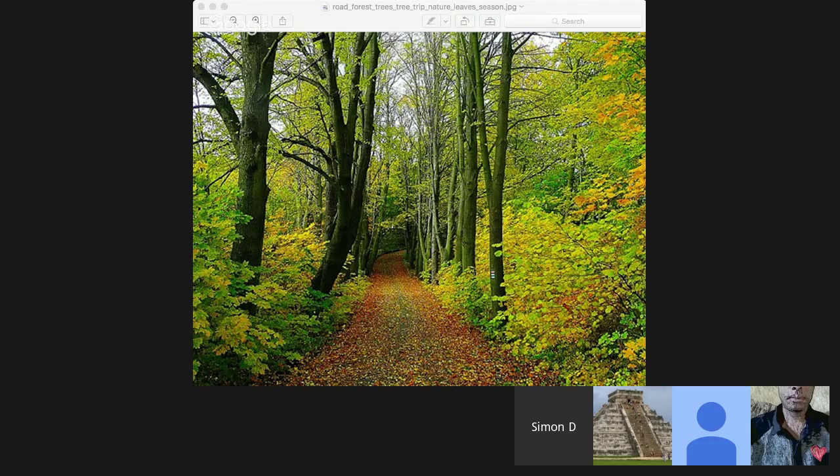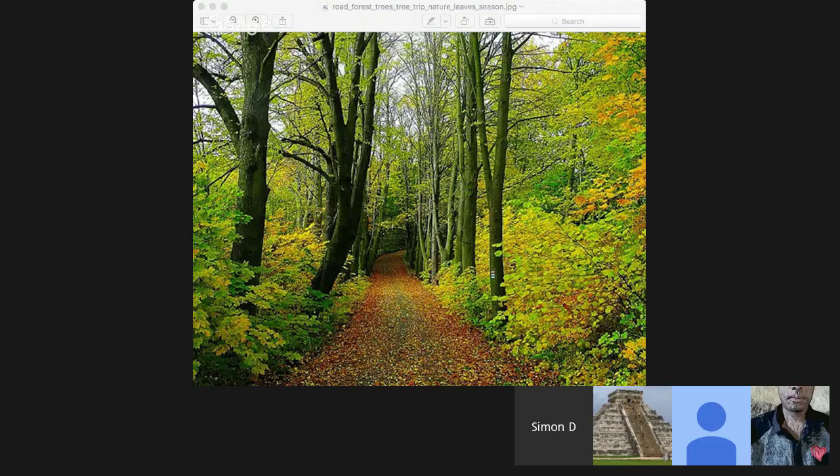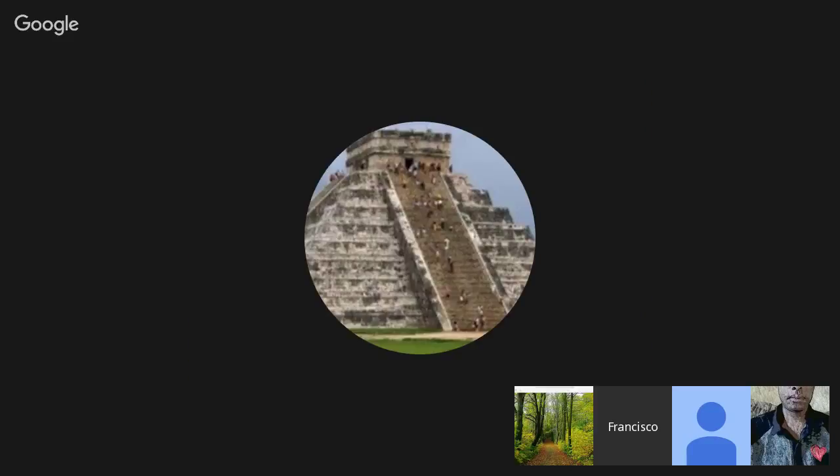So I'm going to start with Francisco. Francisco, this image I have here, what comes to mind when you see this image? Well, when I see that image, definitely that's a kind of route to somewhere. It's a forest full of trees. One of the trees maybe has some labels on it, indicating that this is a route.